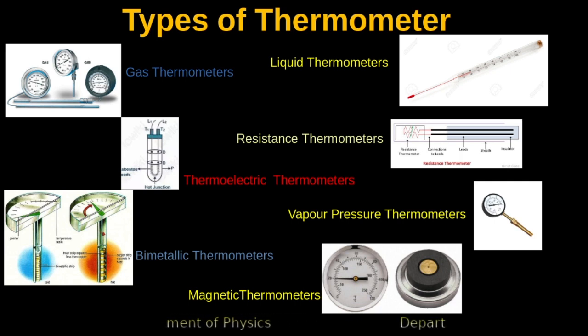So, what kind of substance should be used in such thermometers? The question arises. First we are taking the liquid thermometers. Some substances have properties that change with temperature. Substances that show a change with temperature can be used as thermometric material. For example, some substances expand on heating, some change their colors, some change their electrical resistance, etc.